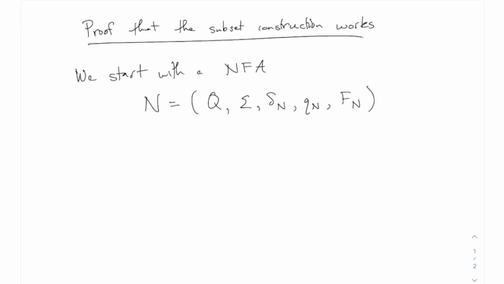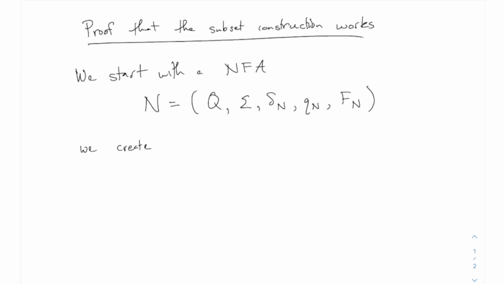Q is a set of states. That sigma there is the alphabet. A, B, usually, in our examples. Then we have the transition function, which I'm calling delta sub N for the NFA, because in a little bit, we're going to talk about the transition function for the DFA that we converted into. And then Qn is the starting state for the NFA, and then Fn is the set of accepting states for the NFA.